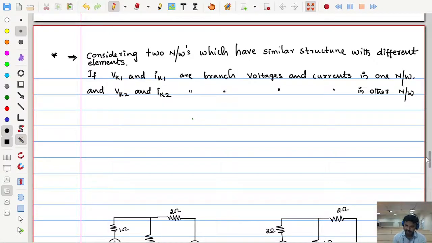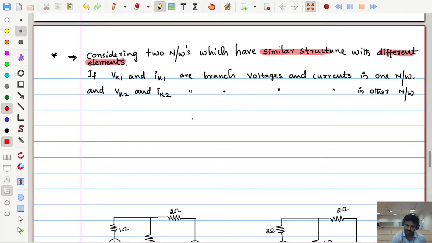So this Tellegen's theorem has wide applications: it is applicable for linear, non-linear, time variant, time invariant, like many things. You will understand what is meant by time variant and time invariant later on. But as of now, let me give some generalized statement about the theorem: if we consider two networks which have similar structure with different elements, it may have similar structure but different elements.